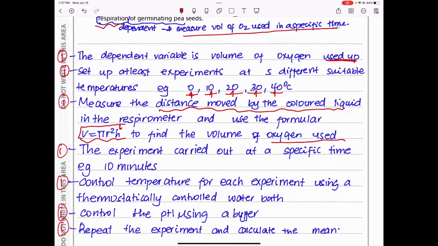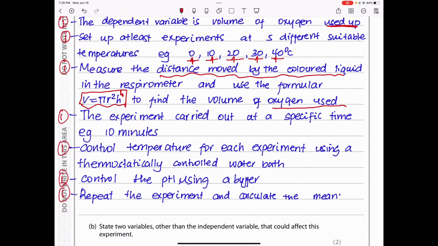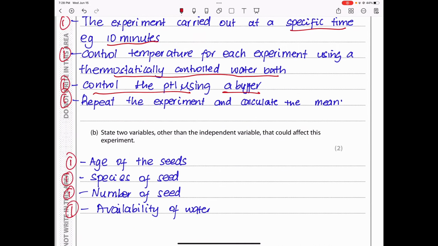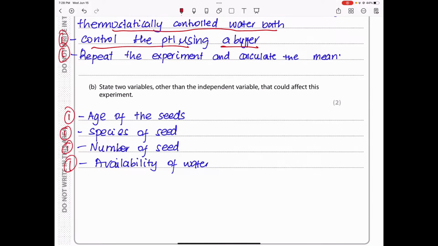If you use this method, the L will be the length of the distance moved by the ink from the original position to the position when the experiment is stopped. The experiment is carried out for a specific time, for example 10 minutes or 30 minutes, depending on you. We have to make sure that temperature does not change during this experiment, so we control the temperature using a thermostatically controlled water bath, and we control pH using a buffer. Then we have to repeat the experiment and calculate the mean in order for our results to be valid.